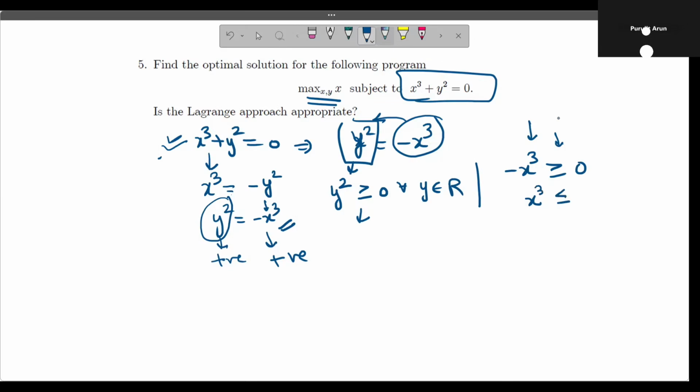So that means x cube has to be less than or equal to 0. That means x has to be less than or equal to 0. So this is the constraint which I have got.